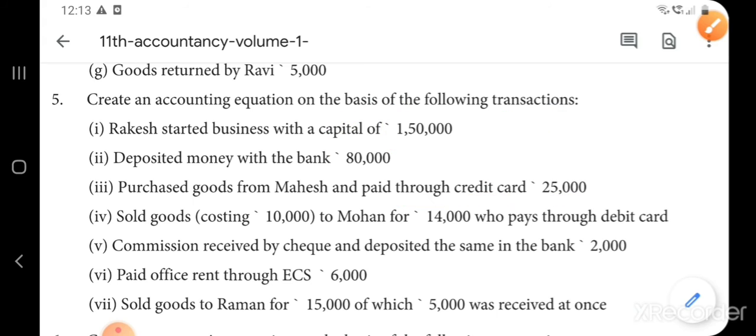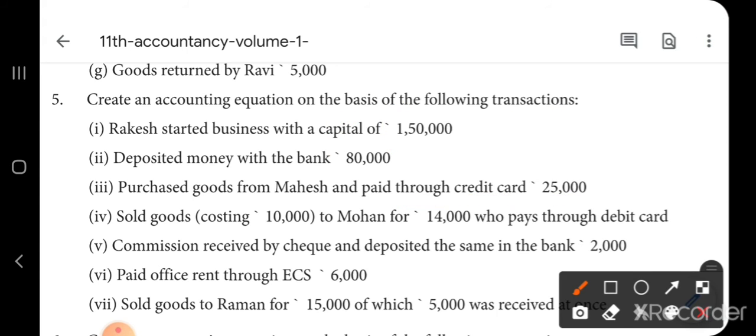Next one, sold goods costing 10,000 to Mohan for 14,000, who paid through debit card. So you have sold the goods to Mohan, but even though he is a debtor, he is making the full payment through debit card.